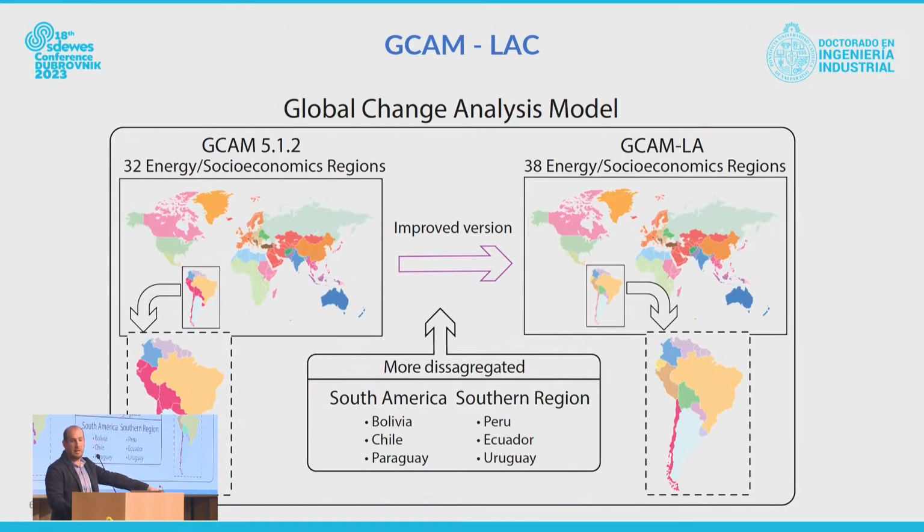What we've done: the original version of GCAM considers, as I mentioned before, 32 global regions, but we made an effort to further disaggregate GCAM for the Latin American context, and we now have a version of the model that considers a country-level disaggregation for Latin America. This allows us to do a lot of different analyses that are highly relevant, and I want to show a couple of them now.